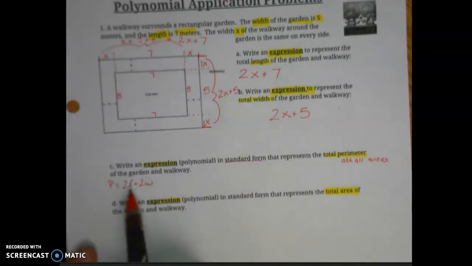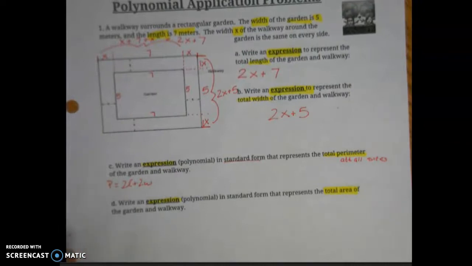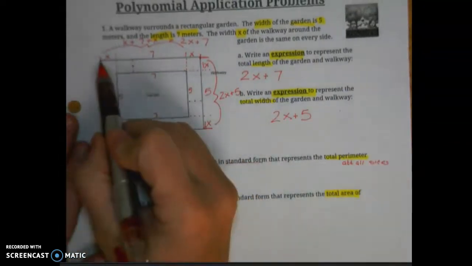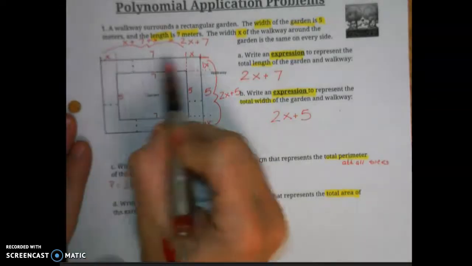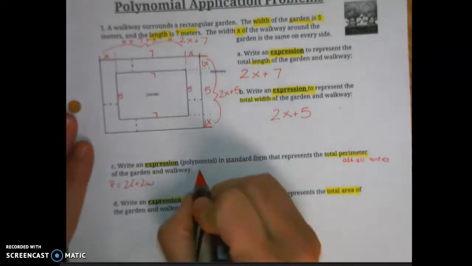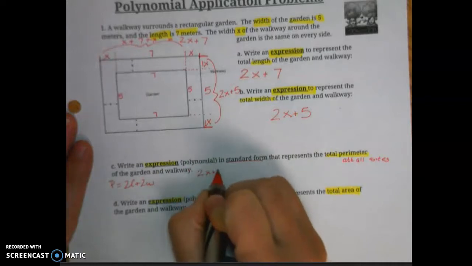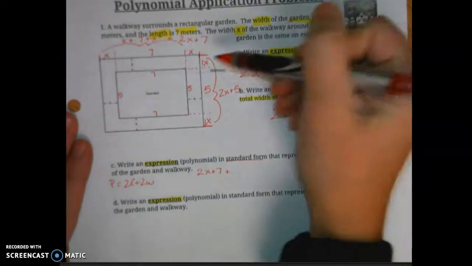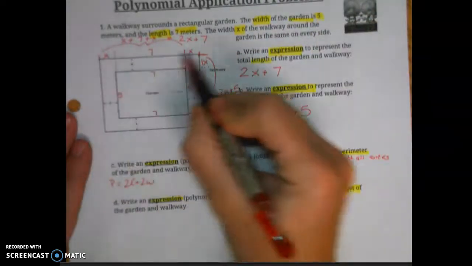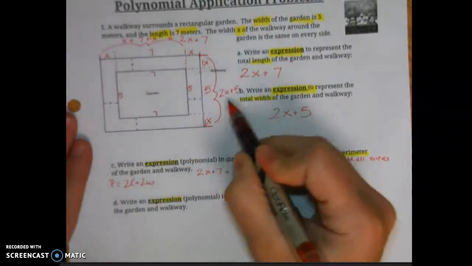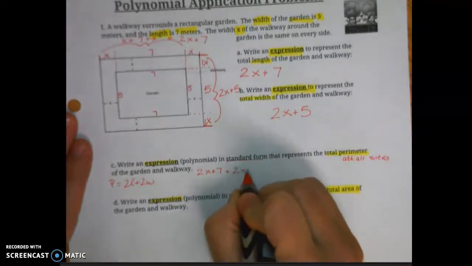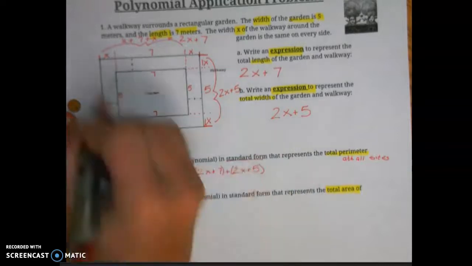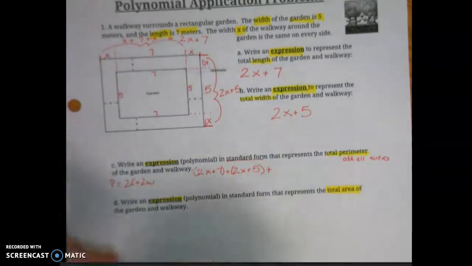So I'm adding the length twice and the width twice. So I'm going to start at one corner, let's say maybe here, and I'm going to first add the length, which I now know is 2x plus 7. So 2x plus 7. Okay. Now I'm going to add the next side. So I'm starting in this corner, I'm adding this piece, and then this piece, which is 2x plus 5, so plus 2x plus 5. Some people might put parentheses around their different sides just to keep them separate.